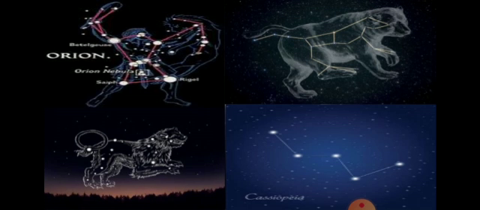So this is about the Orion constellation. Our next constellation is the Ursa Major constellation. The Ursa Major constellation is one of the famous constellations which we can see in the night sky. It is also known as the Great Bear or Big Dipper.